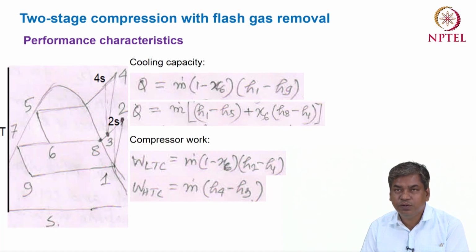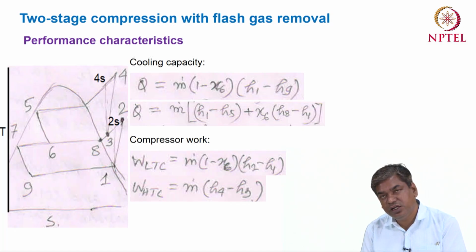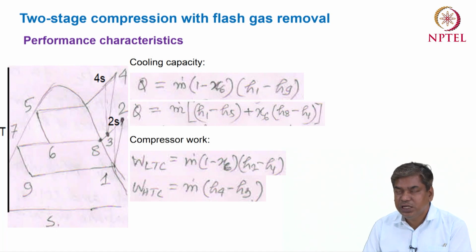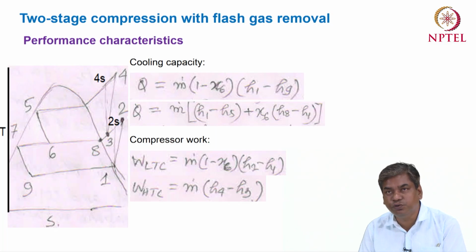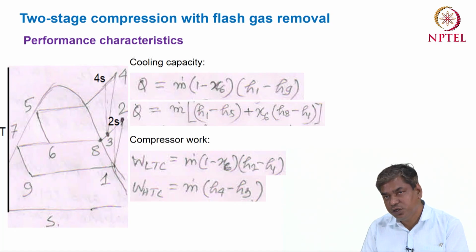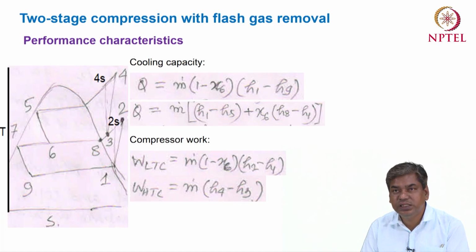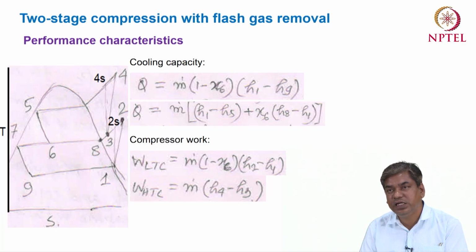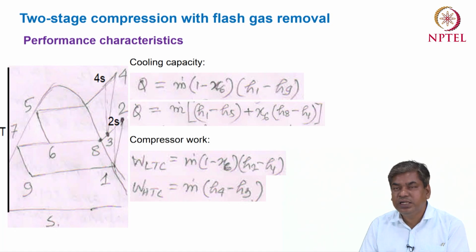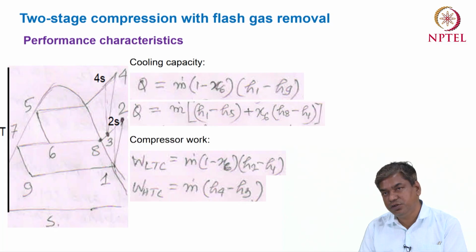So compared with the basic cycle, the second compressor work is significantly lower than the compression if we extend the process onto 2. So that second part is also lower. And for the first part, m dot into 1 minus x6 is always less than m dot, and h2 minus h1 is the same. So m dot into 1 minus x6 into h2 minus h1 is always lower than m dot into h2 minus h1.